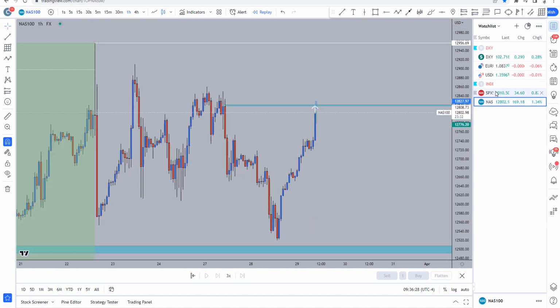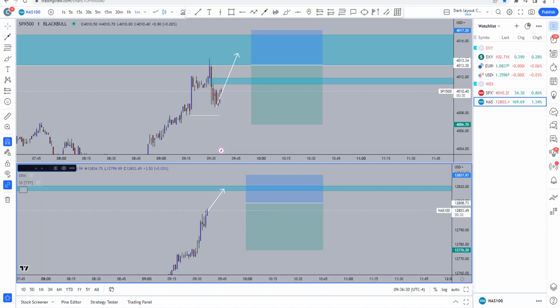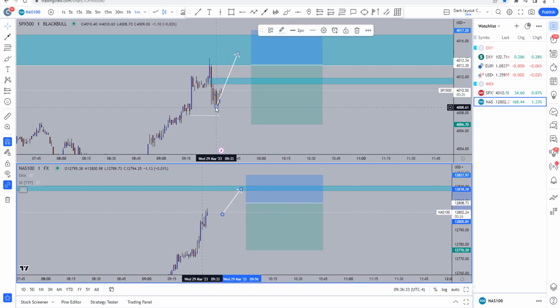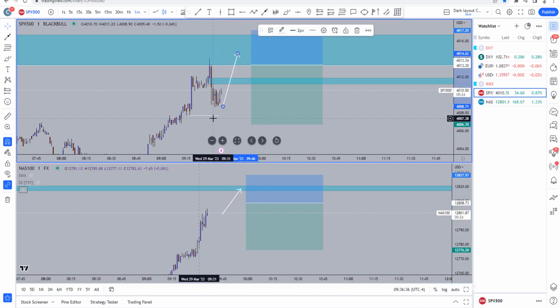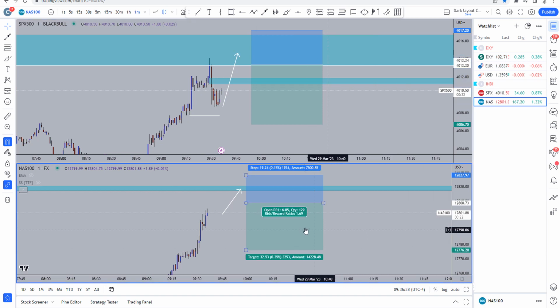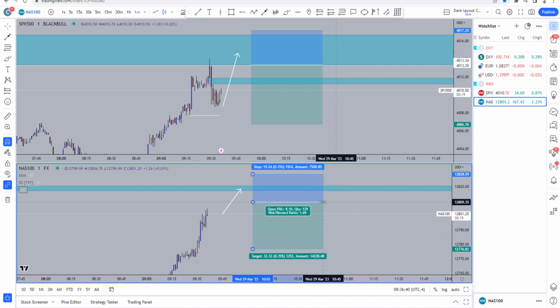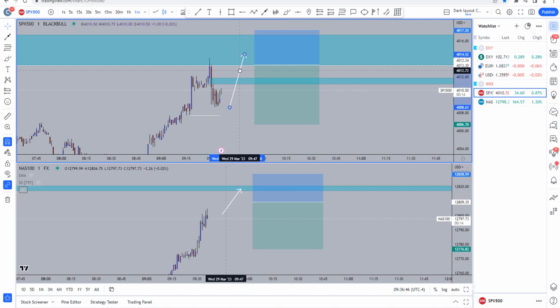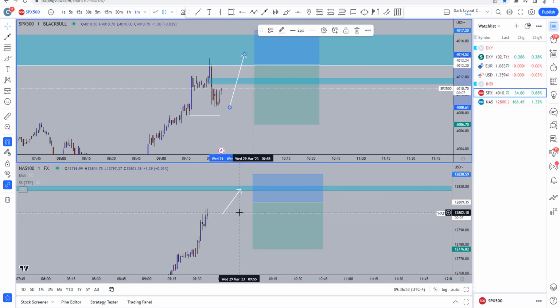Yeah, we don't have any more possibilities on the other pairs. So I will leave these arrows here for you, just to see the precision of my strategy. Even I will have losses, of course. I'm not a magician or something like that. I still have my losses. And we started this week with 2 losses.